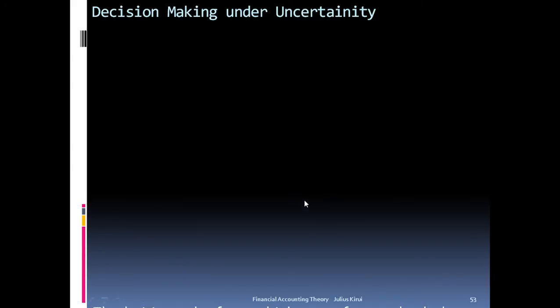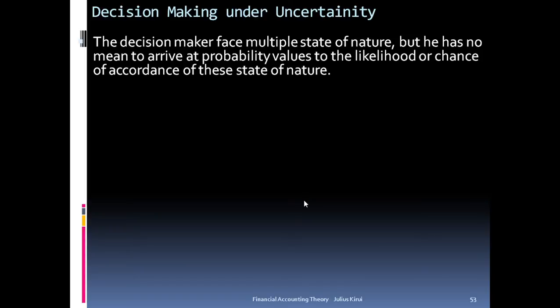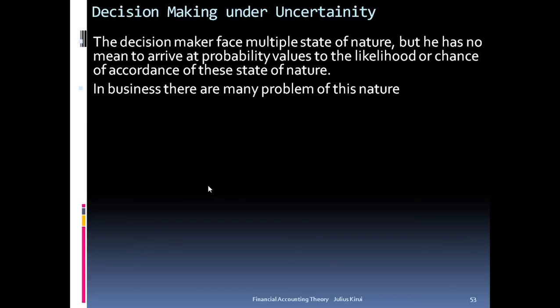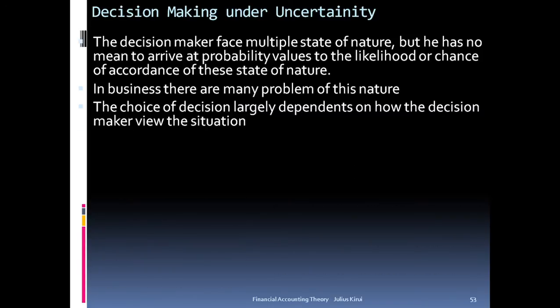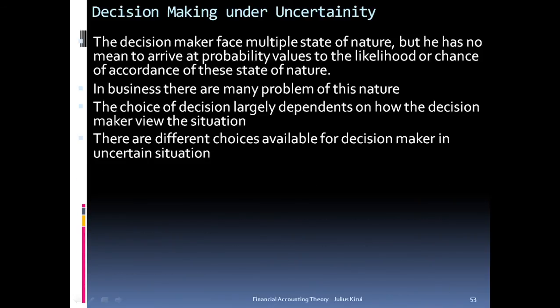Decision making under uncertainty. The decision maker faces multiple states of nature, but he has no means to arrive at probability values for the likelihood or chance of occurrence of these states of nature. In business, there are many problems of this nature. So we have multiple states of nature. The choice of decision largely depends on how the decision maker views the situation.